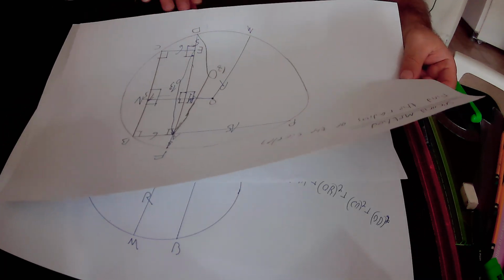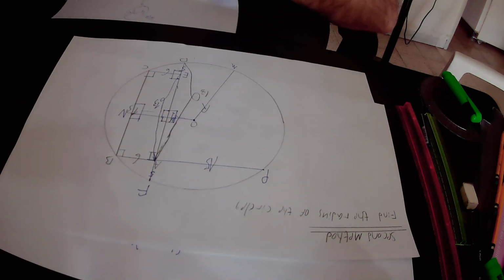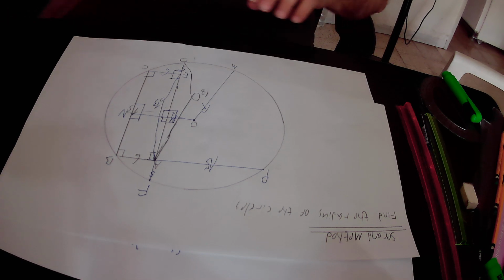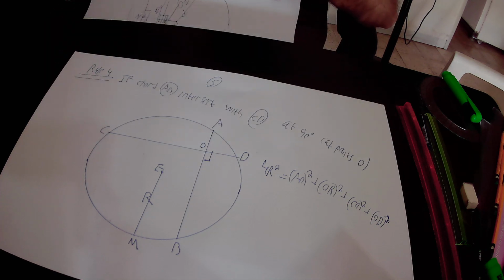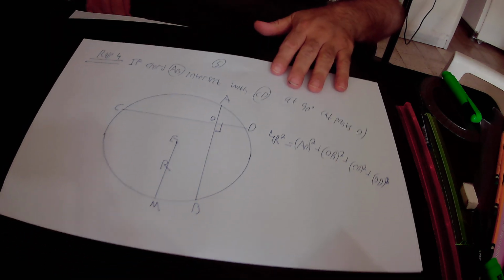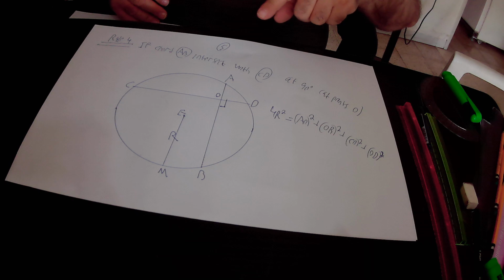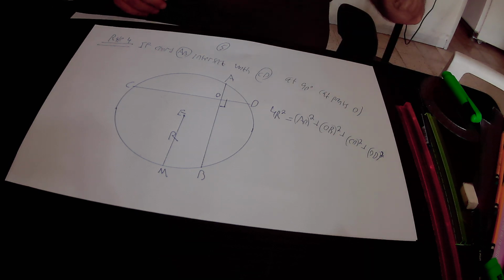Then I presented to you rule number 4, and we implemented rule number 4 in our drawing. According to rule number 4, it is true in any circle. Whenever we have two chords that are perpendicular to each other, we can implement rule number 4, and the following equation is true.